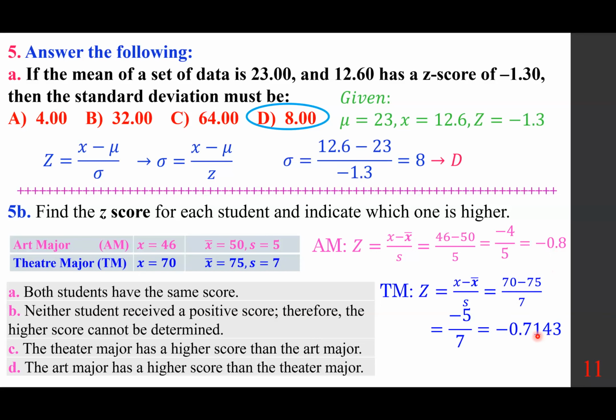So therefore, the answer is C. The theater measure has a higher score than the art measure. So this one has a higher score. Not because of the X value, okay? Because of the Z score.